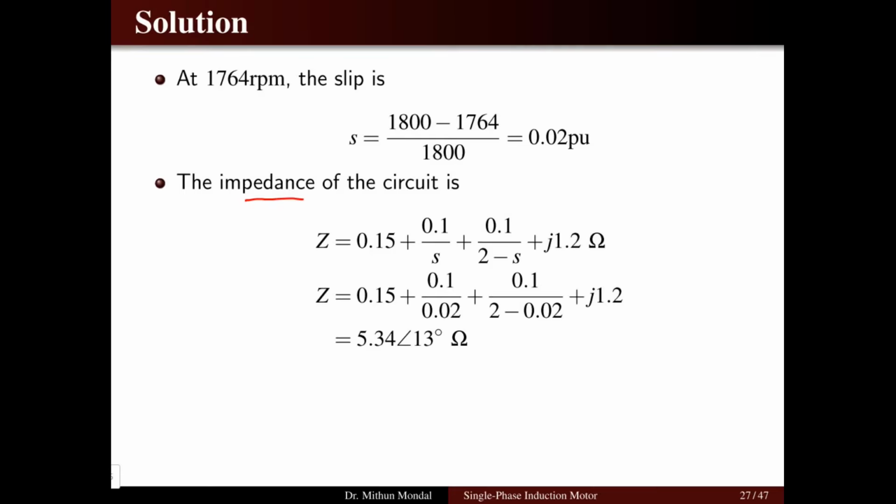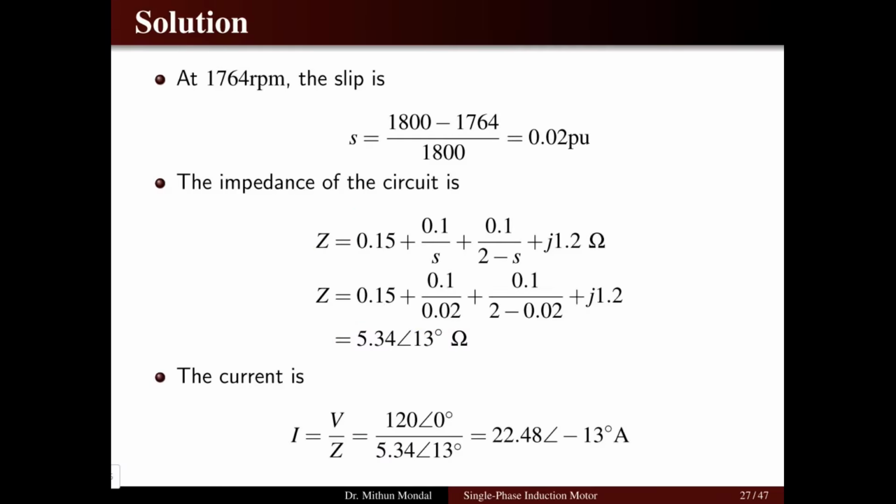The total impedance of the circuit we can obtain by adding all the path impedances, and that comes to 5.34 angle 13 degrees. So this is the total impedance of the circuit. Then the current we can obtain as voltage divided by the impedance. Voltage is already given as 120 and the angle reference is 0 degree. The impedance we have obtained is 5.34 angle 13 degrees. So that gives the current as 22.48 angle minus 30.